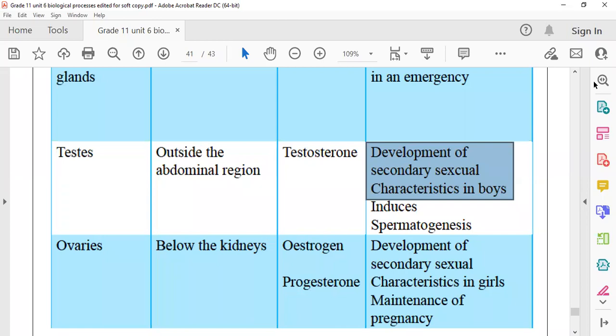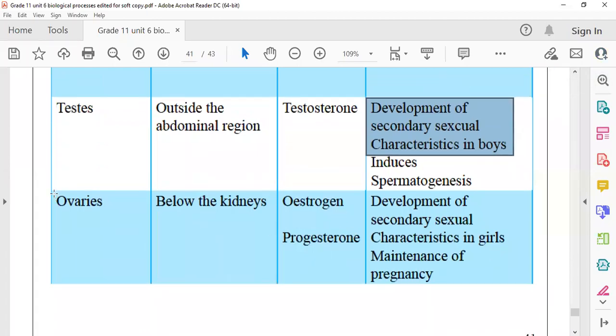In the beginning, they would be having a high pitch voice and they will be starting to make a low pitch voice. All these ones are due to testosterone. Second function is given, induces spermatogenesis, sperm production. Sperm production. That is testosterone.